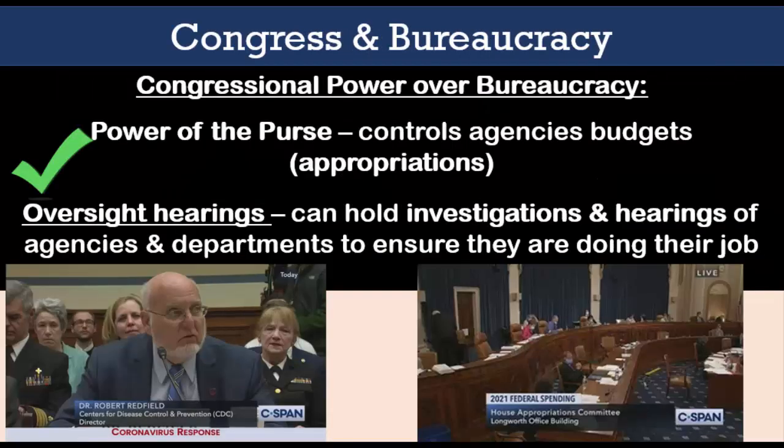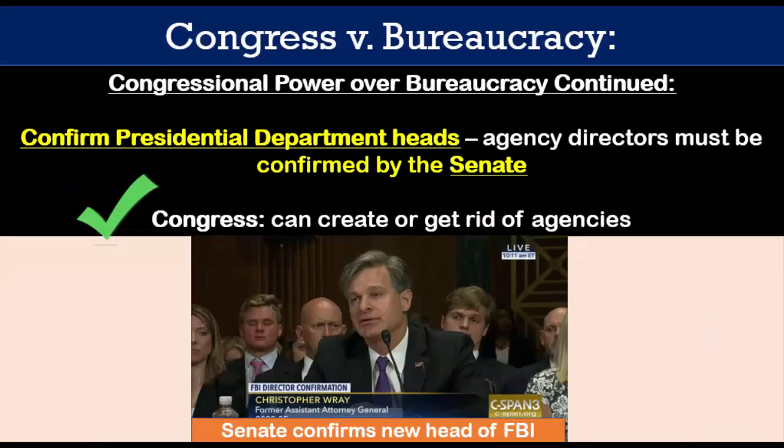Okay, so we already covered one of the checks that Congress has over the bureaucracy with their appropriations, but they also have oversight power and can hold hearings into bureaucratic agencies' implementation or regulations, especially if they disagree with them. The Senate also confirms department heads, and Congress can create or get rid of bureaucratic departments and agencies.